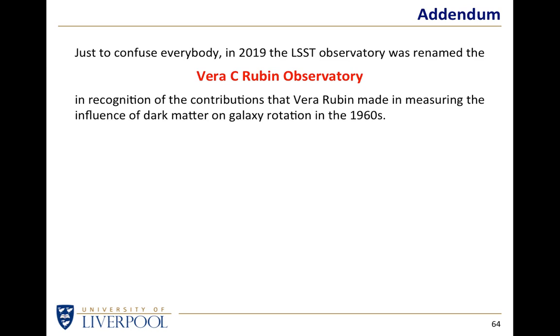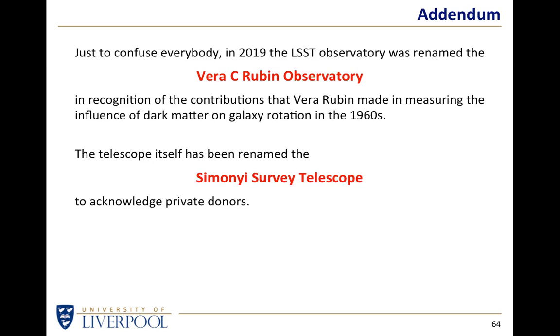I've been calling this the Large Synoptic Survey Telescope, the LSST. This acronym has been around for a long, long time, and people have been using it for, I don't know, best part of a decade or so. But in 2019, it was decided that the LSST Observatory was going to be renamed the Vera C. Rubin Observatory in recognition of the work carried out by Vera Rubin measuring the effect of dark matter on galaxies back in the 1960s. And the telescope itself, which I've been calling the LSST, has now been renamed the Simonyi Survey Telescope.